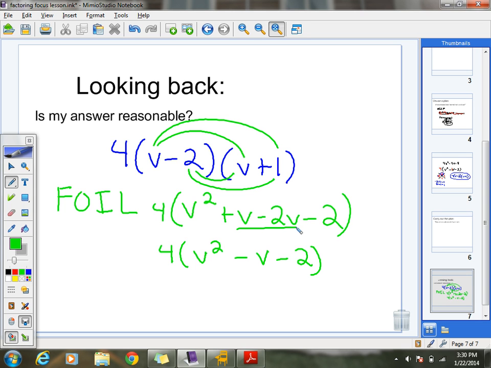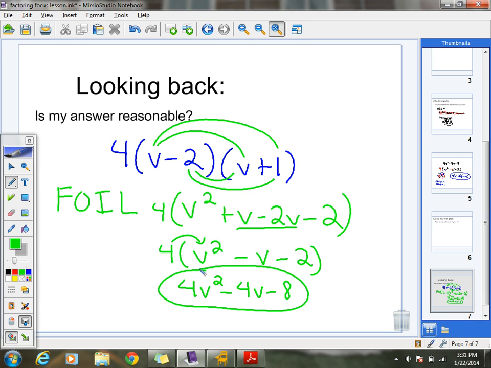The last step I'm going to take is I need to distribute my 4 to every part of my parentheses. I got 4v squared minus 4v minus 8. If I were to check back my original problem, I would see that I ended up with exactly what I started with. So I would know that yes, my answer is reasonable because they wanted me to factor it out completely.